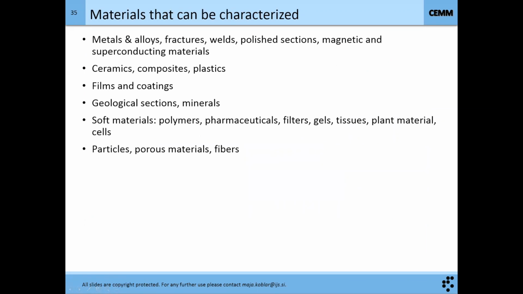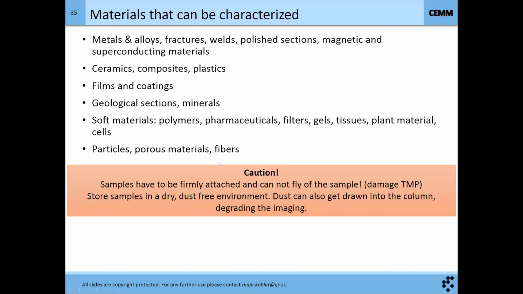The materials that can be characterized are different. You can characterize metals and alloys, and you can also observe magnetic samples because your lens is not inside the chamber, inside the sample. You can analyze ceramics, composites, plastics, films and coatings, geological sections, soft materials, polymers, and some particles. But again, this is a thermionic-based SEM, so not nanoparticles.